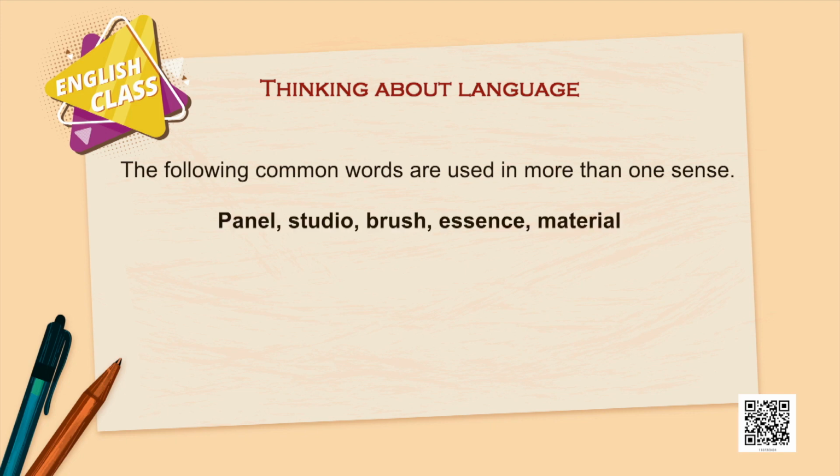The words are panel, studio, brush, essence, material. You will find that all these words have been used on page 35 of your textbook. You can go through the paragraph once again to find out their usage. Now, these words can be used in different contexts. So, let us look at the examples.